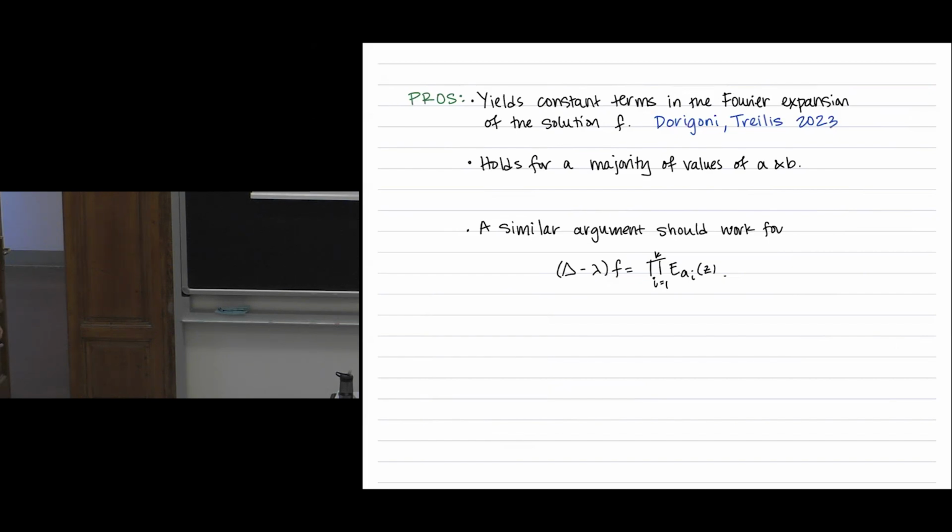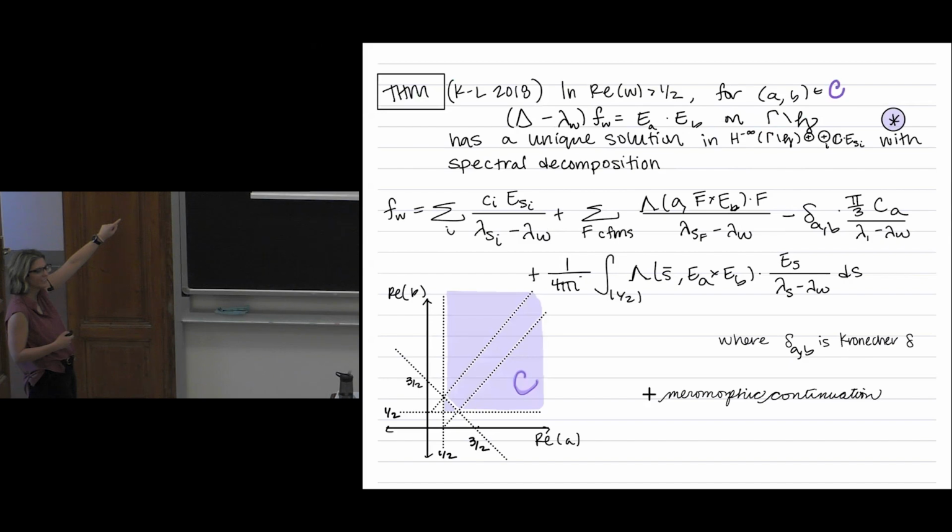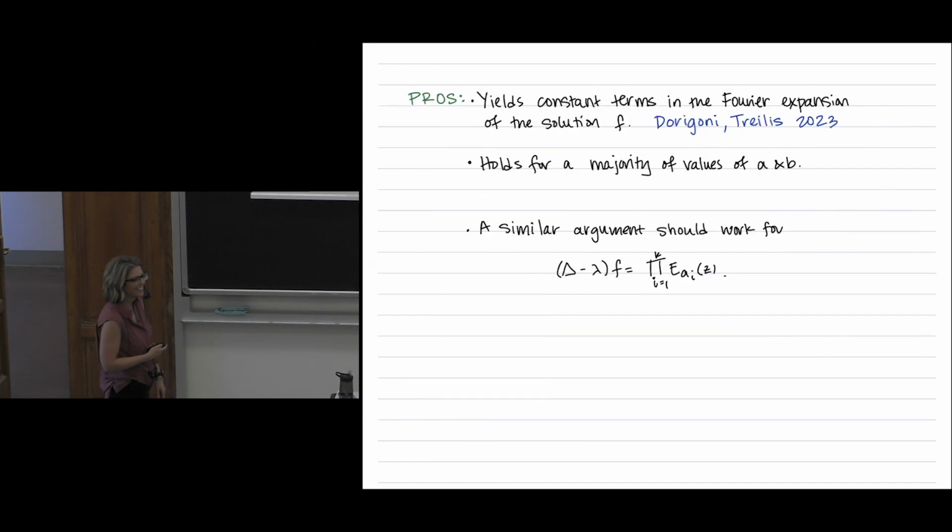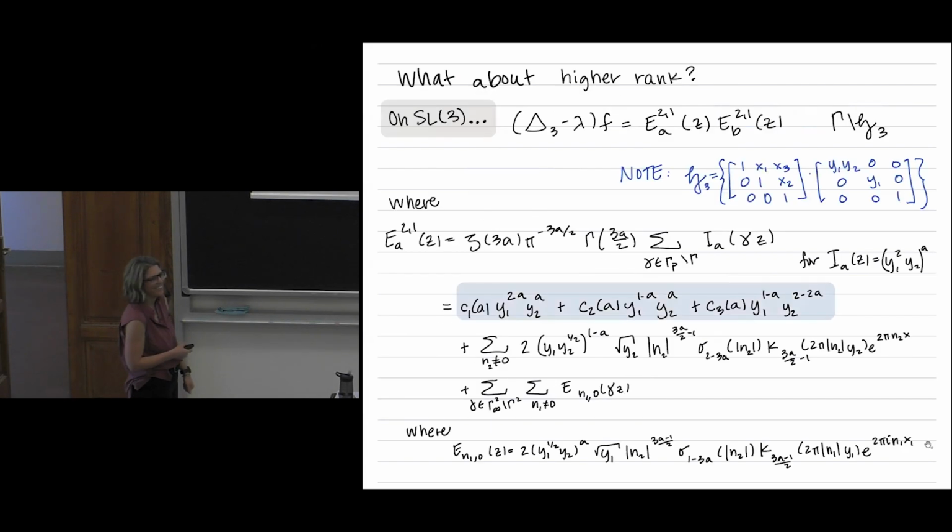And so Dorigoni and his student Treilis have shown that you can actually find the constant terms for the Fourier expansion using this method, but I think it's hard, so far as I understand. Can't you find the constant terms of the Fourier expansion with this spectral expansion? You've done that, the zero mode. Okay, I'll just cite you that you can do it. Yes, the constant Fourier mode.